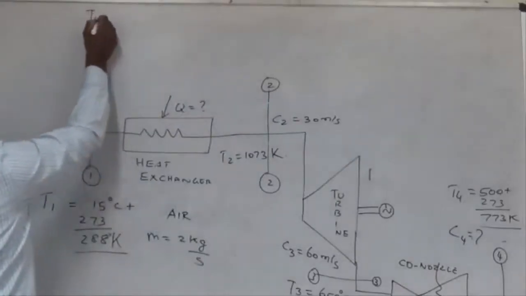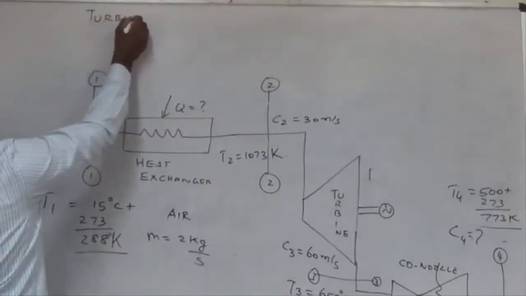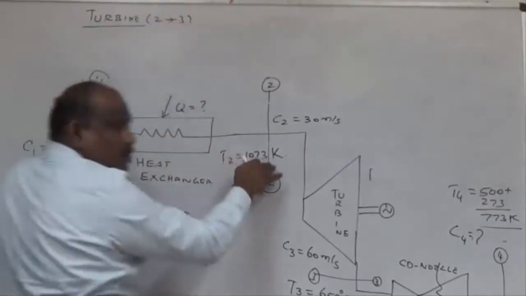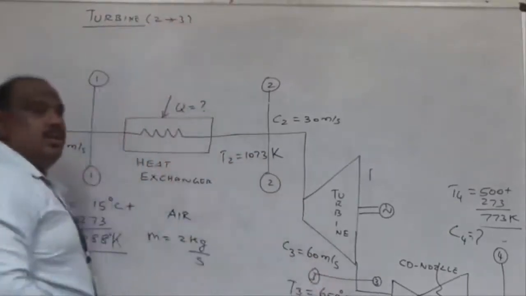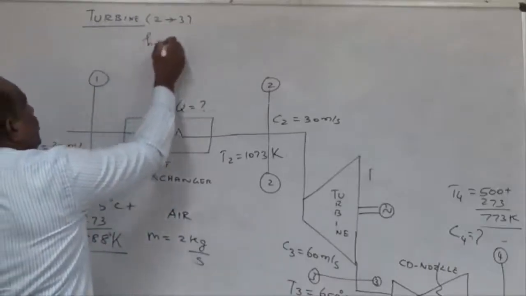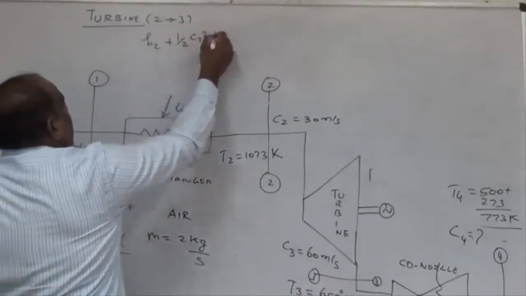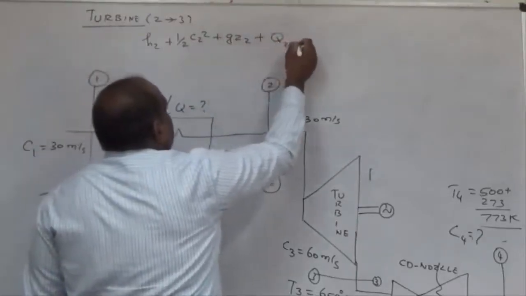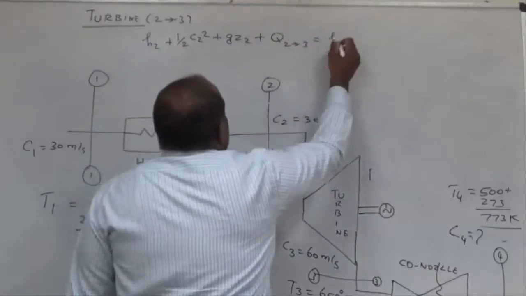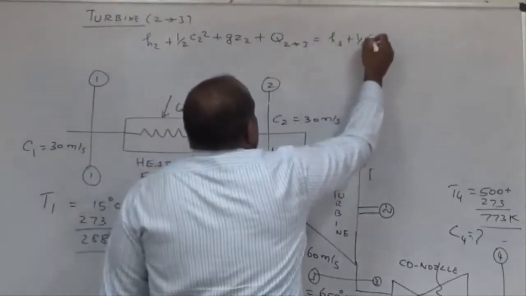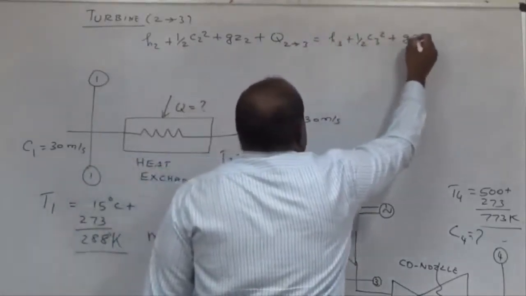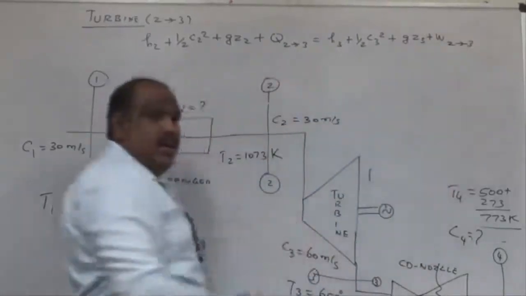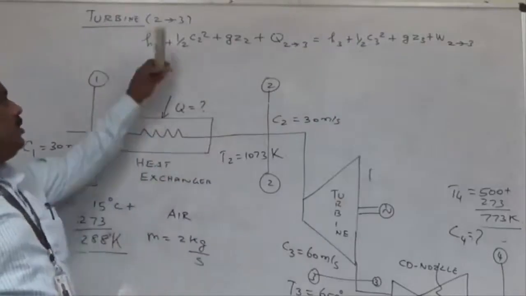Let us take the case of the turbine. Once again, the states are from 2 to 3. The inlet is 2 and the exit is 3. So now I can write H2 plus half C2 squared plus gZ2 plus Q2-3 is equal to H3 plus half C3 squared plus gZ3 plus W2-3. Instead of 1 and 2, I am writing 2 and 3.